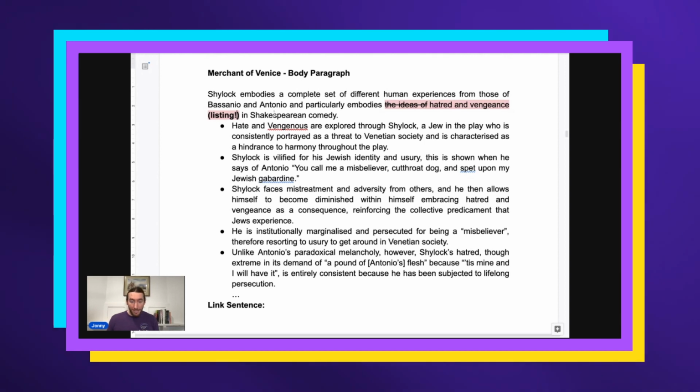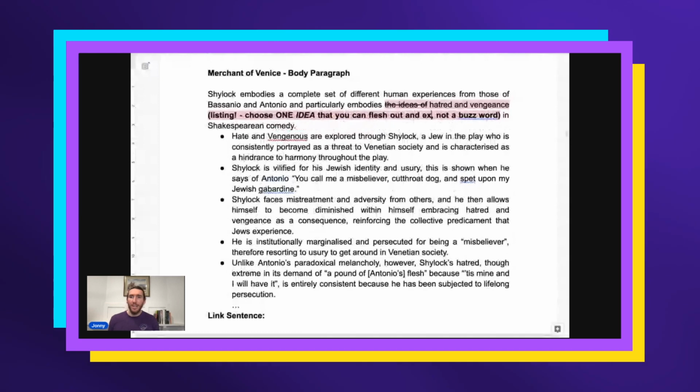So don't list. Choose one idea. You haven't even got an idea there. You've just got a buzzword. We need an idea, a fleshed out idea. We need one idea that you can flesh out and expand on, because hatred is not an idea. That's just a theme word and it doesn't tell me anything. Hopefully that's making sense to you.